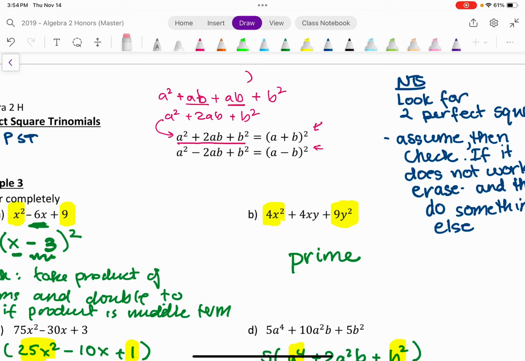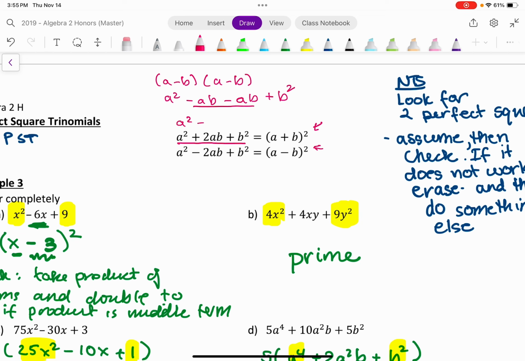Okay. Same with the negative. The only difference is when we do the negative one, it's a minus b. Look, I'm going to get a squared. Outer is negative ab. Inner is negative ab. So now the two middle terms are actually negatives. And then a negative b times a negative b becomes positive b squared. These two combine, we get a squared minus 2ab plus b squared. Okay, that checks out. That's this guy here. So they both work.